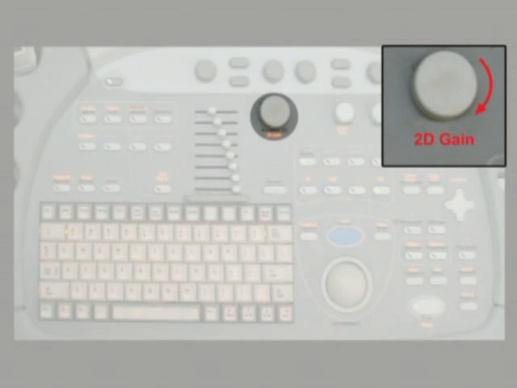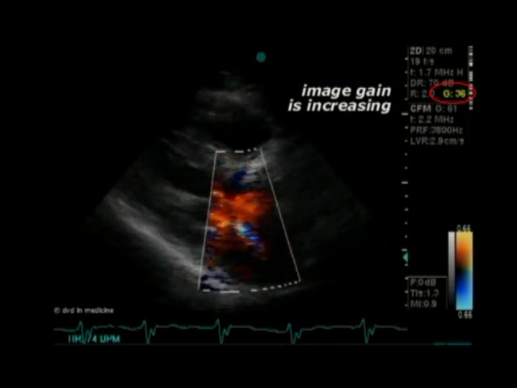Excess image gain. It is also possible to decrease jet size with certain setting factors. One could decrease the jet size with excess image gain. The added image gain encroaches on pixels occupied by color, and the color is eliminated.